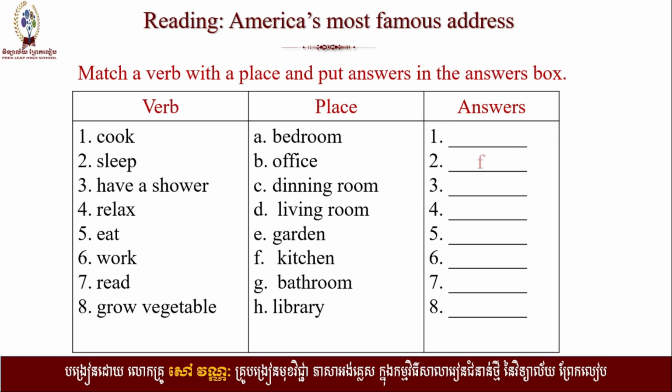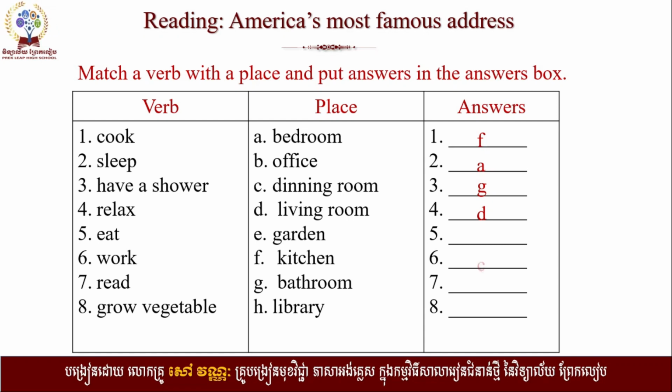Number one, F, cook in the kitchen. Number two, sleep. A, sleep in the bedroom. Number three, have a shower. G, in the bathroom. Four, relax. D, living room.